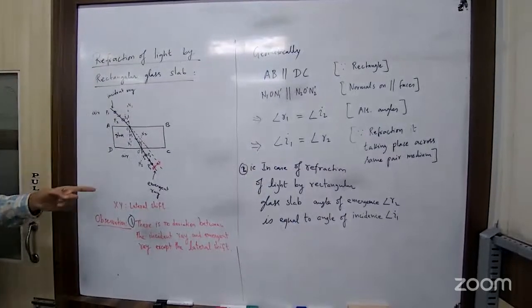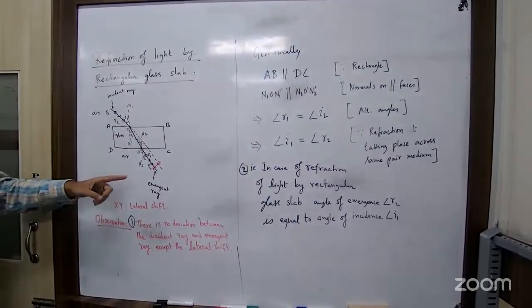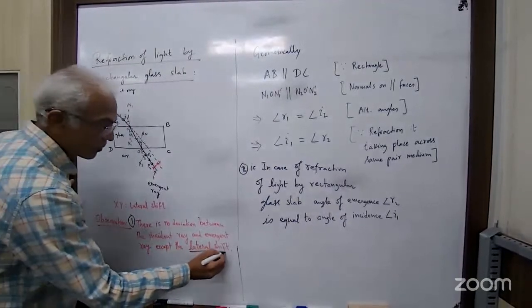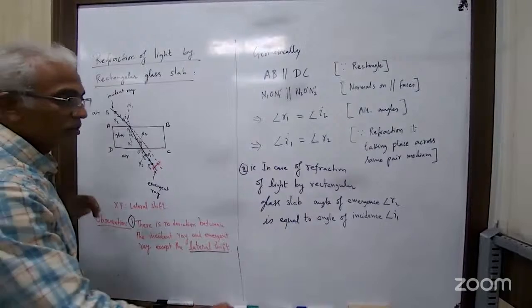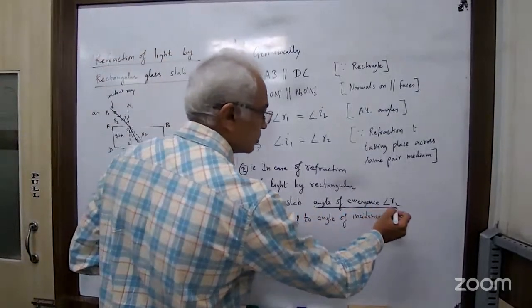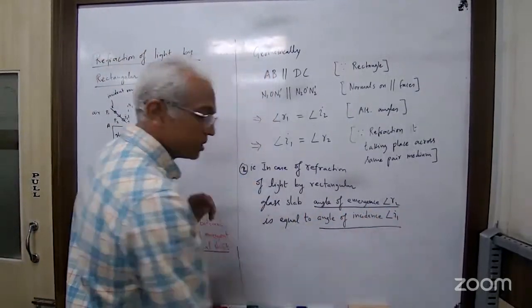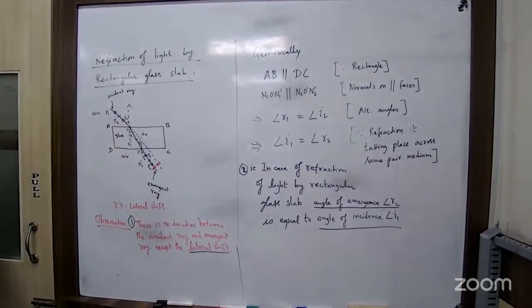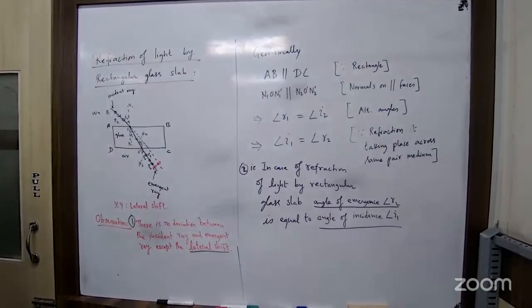Okay, and the diagram has to be drawn. So you have to mention the lateral shift and that the angle of emergence is equal to the angle of incidence. These two things should be highlighted along with the diagram. Is it clear? If the diagram is not clear, you can see it in the book.